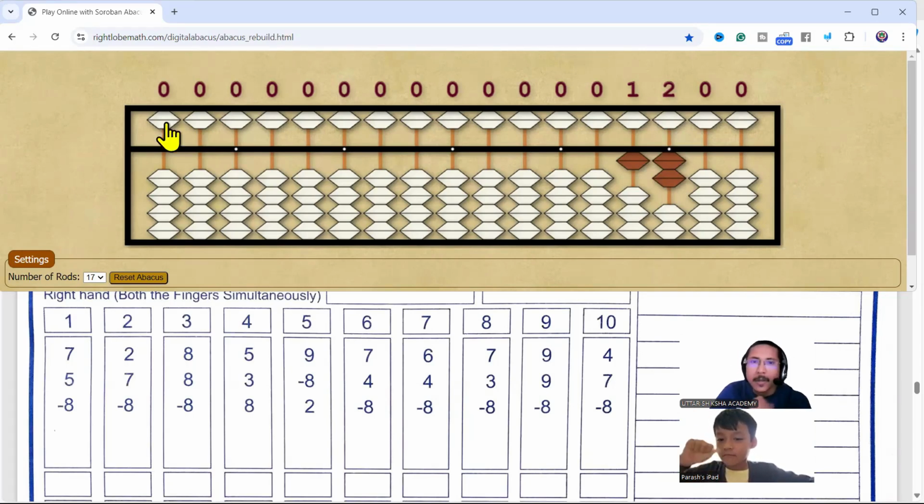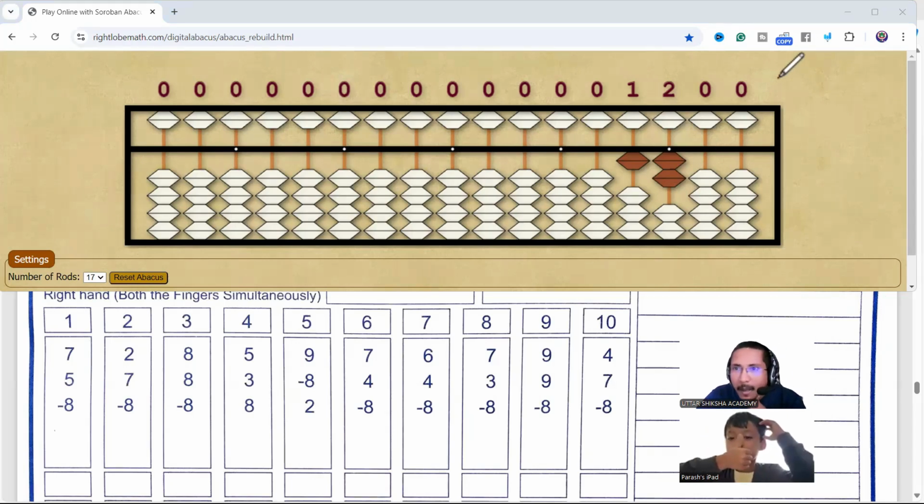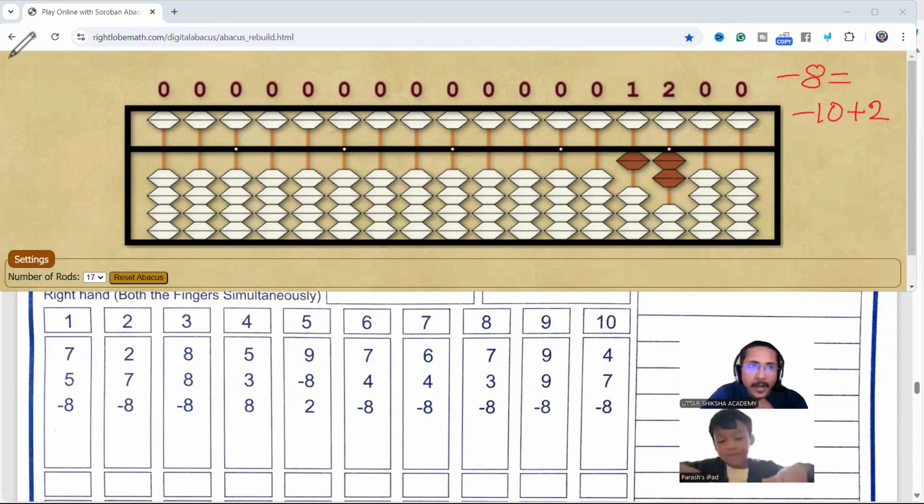This is today's topic. Minus 8. How to represent minus 8? I have already written, so I'm writing it again. Minus 8 is equal to, you have to do minus 10 and plus 2. It is just the opposite of plus 8. What was plus 8? Plus 8 is equal to plus 10 and minus 2. So minus 8 is just the opposite. You can compare. Minus 8 is just opposite.